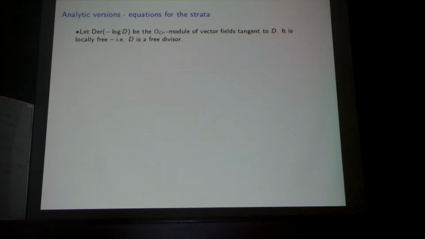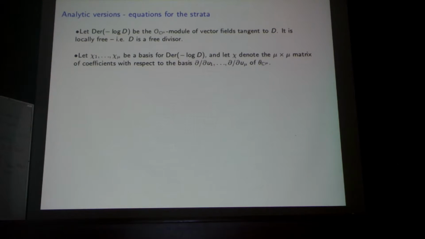It was proved that it's a free divisor. This is where the notion of free divisor originated. This was work of Kyoji Saito at the start of the 80s. And we choose a basis for Der(-log D), which naturally enough has mu generators.